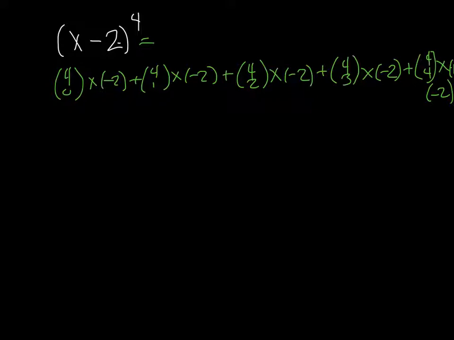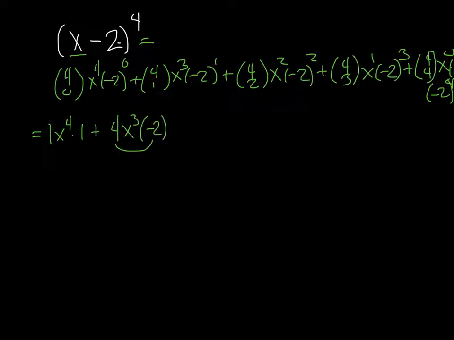Okay, now I do my exponents. The x starts with the 4 and works its way down: 4, 3, 2, 1, 0. And the negative 2 starts with 0 and works its way up: 1, 2, 3 and 4. And then we start simplifying. 4 choose 0 is 1. X to the 4th is x to the 4th. Negative 2 to the 0 is 1. Plus 4 choose 1 is 4. X cubed. Negative 2 to the first is negative 2, and we're going to have to multiply those two together next. Plus 4 choose 2 is 6. X squared, negative 2 squared is 4. Plus 4 choose 3 is 4.